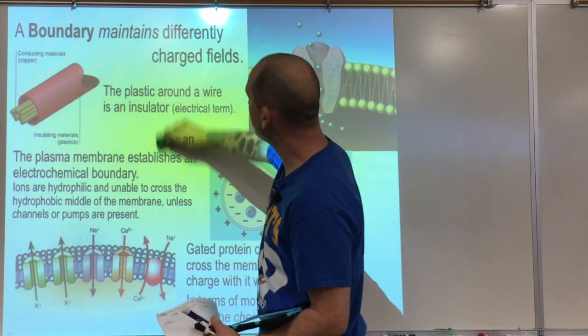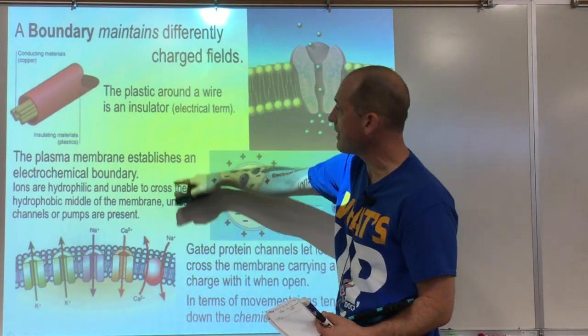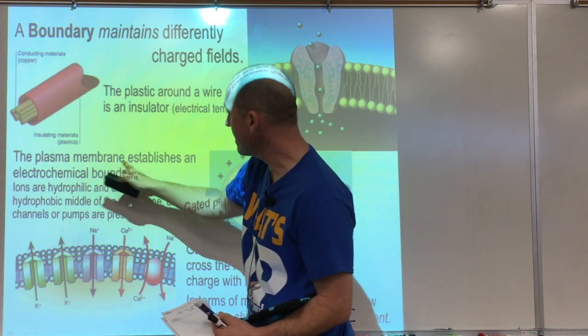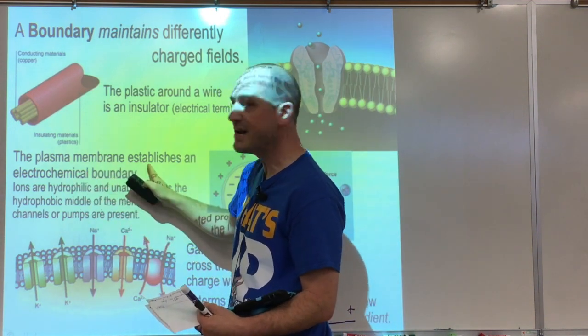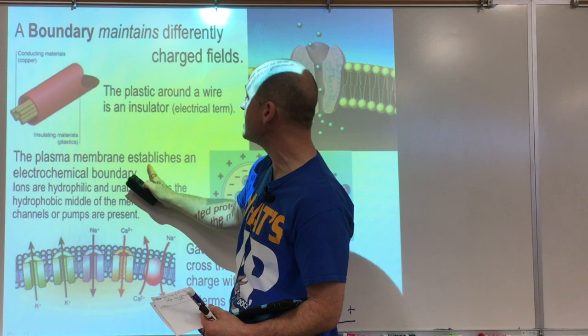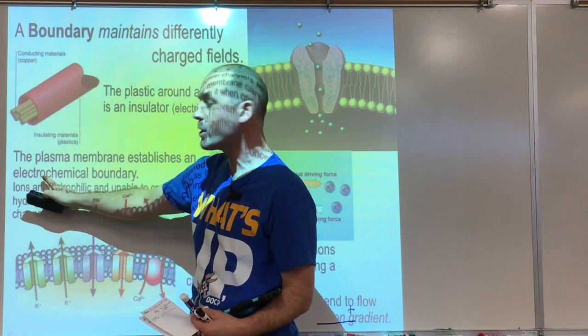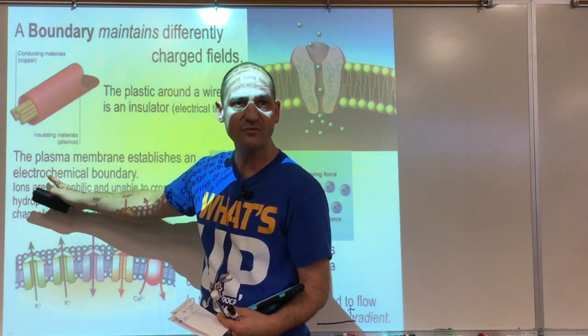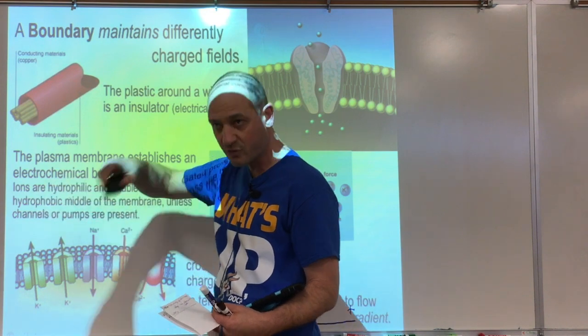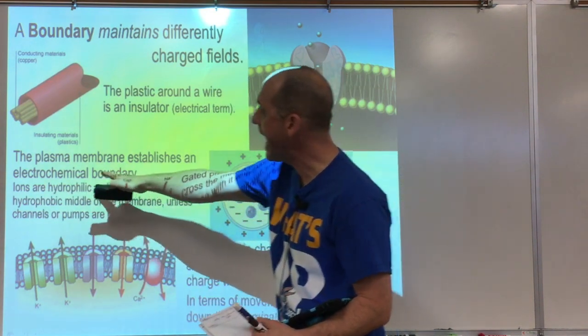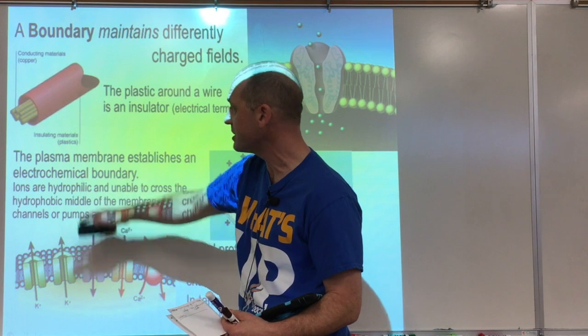So the boundary maintains different charged fields. The plastic around the wire is an insulator. The plasma membrane is that membrane that does that in the body, and it establishes an electrochemical boundary. So the boundary is for electricity, for the charges, the pluses and the minuses, and the chemicals, the sodiums and potassiums.